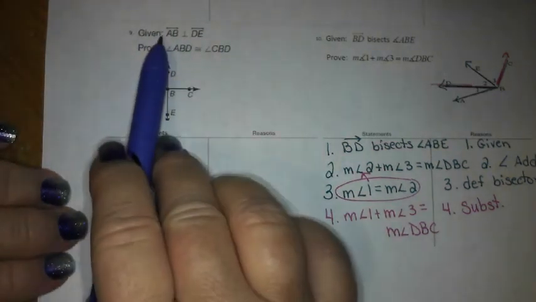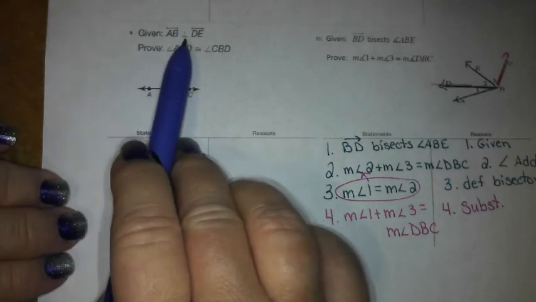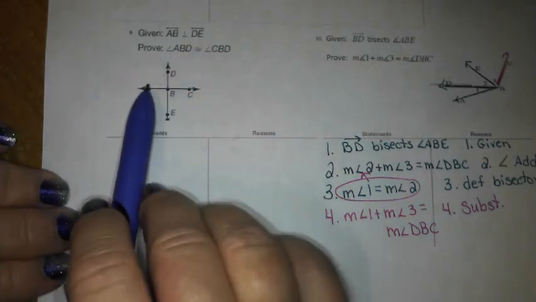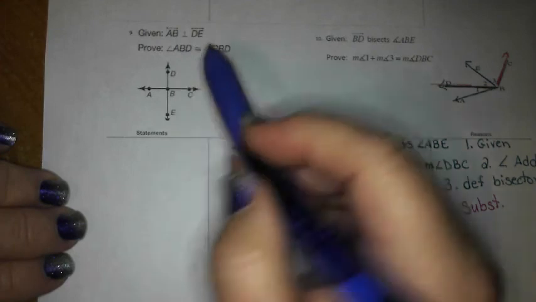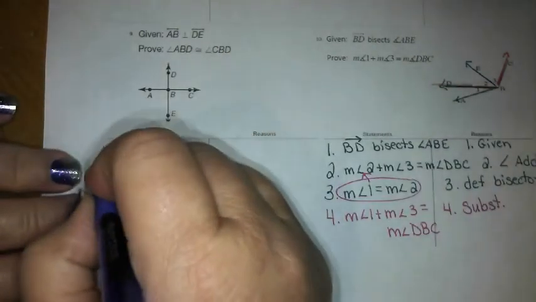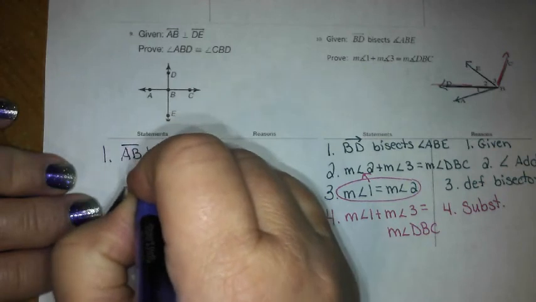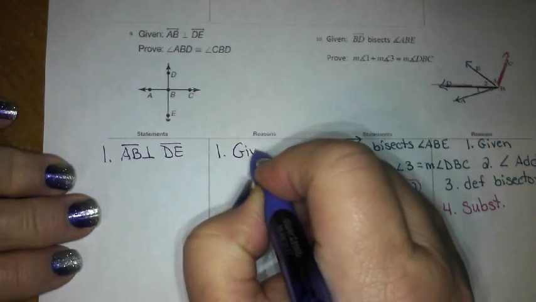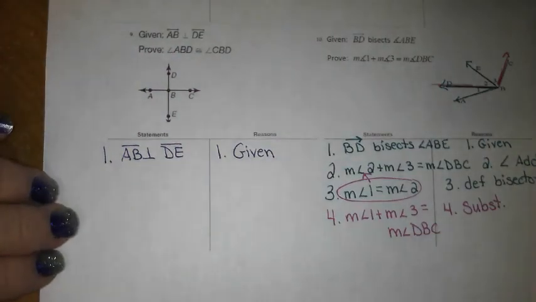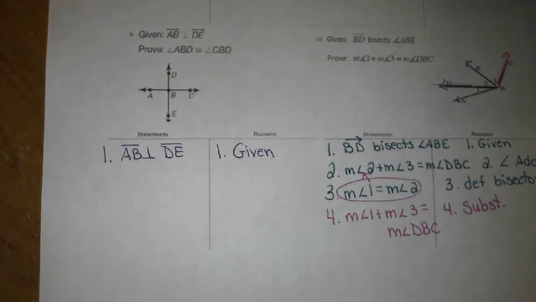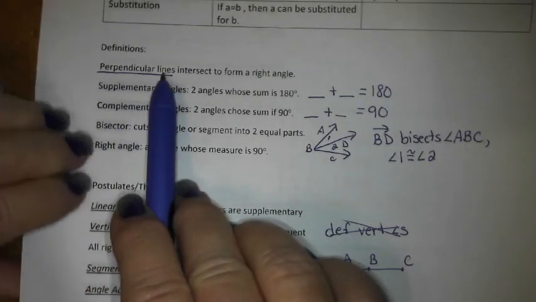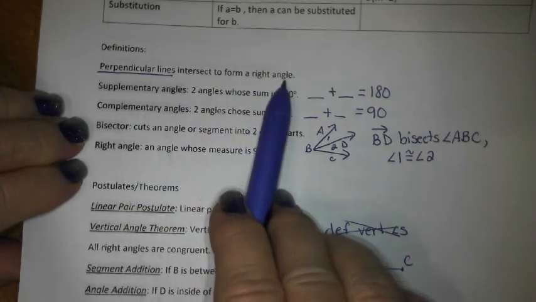So we're starting with the fact that line AB is perpendicular. Remember, the upside down T means perpendicular to line DE. So AB is perpendicular to DE. So let's start with that as our given. So you never miss the first statement. Just put all the given in the first statement and you've got that one right. Now I'm going to go back to my definitions and look at the definition of perpendicular. What do perpendicular lines do? They form a right angle.